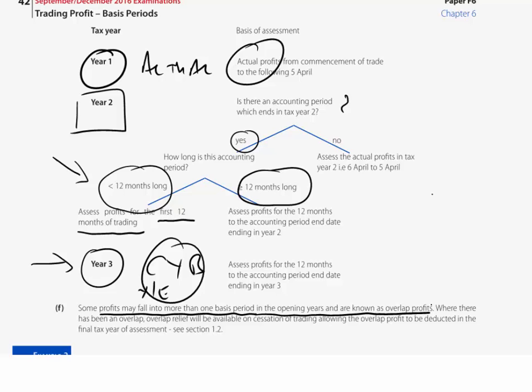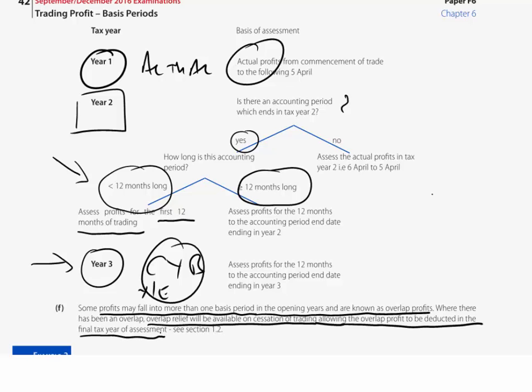Now, those overlap profits will then give rise to overlap relief being available eventually, as we'll see later, not in this session but in our next lecture together, on cessation of trading, allowing the overlap profit to be deducted in that final tax year of assessment. The end result will be that from the start date to the cessation date, every pound of profit will end up having been assessed once.